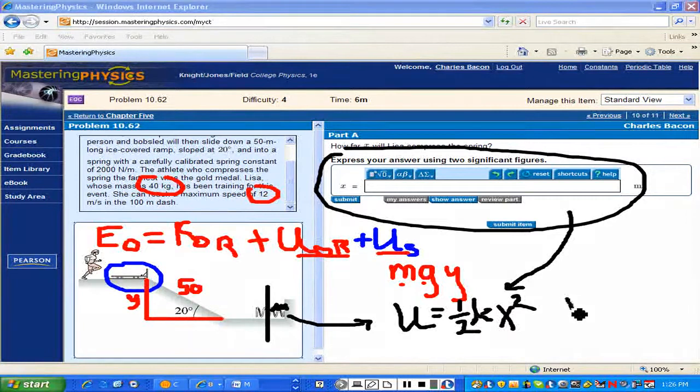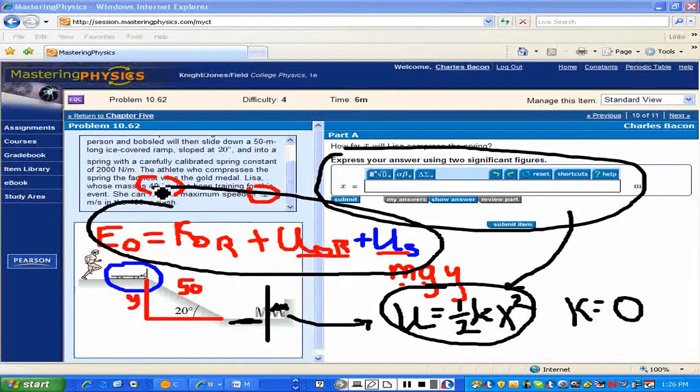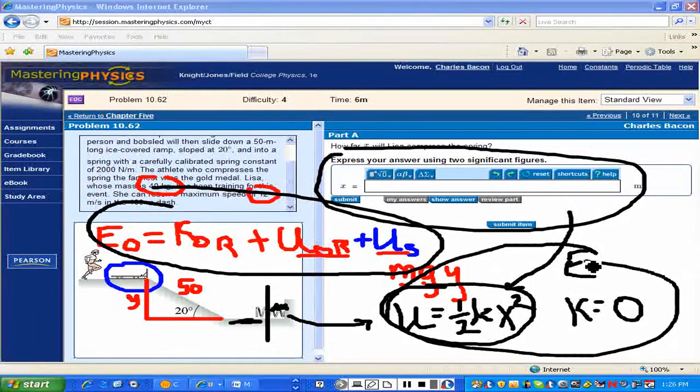so they have no kinetic energy. Kinetic energy at the bottom is 0. The gravitational potential energy at the bottom is 0, and the only energy that we have is stored in spring potential energy. So we're going to set our calculation of total mechanical energy at the top equal to the total mechanical energy at the bottom. And the only thing that would be left was to find x. Okay?